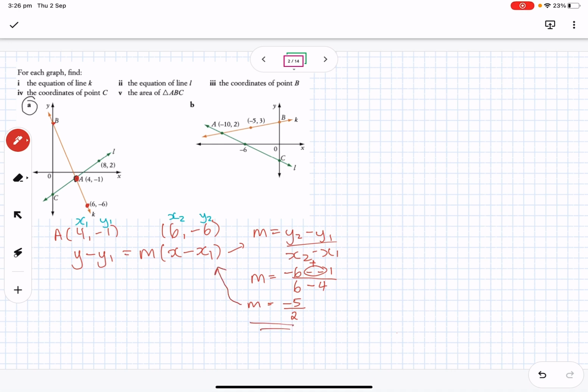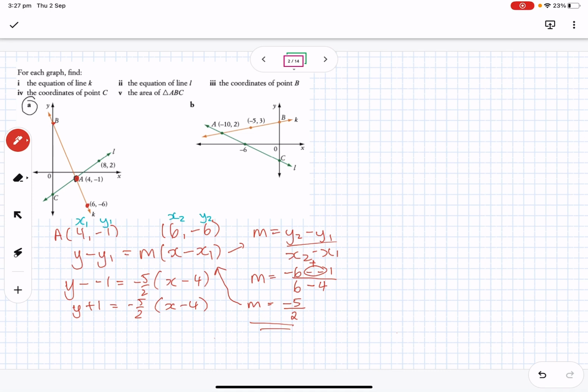Now, coming back to this equation here, we've got y minus y1 equals m, which is now negative 5 over 2, outside of x minus x1. So let's substitute those values in. So y minus y1, which is negative 1, equals m, negative 5 over 2, outside of x minus x1, which is 4. Now let's put it into standard form, because our answers are actually in standard form. So this is going to be y plus 1 equals negative 5 over 2 outside of x minus 4.